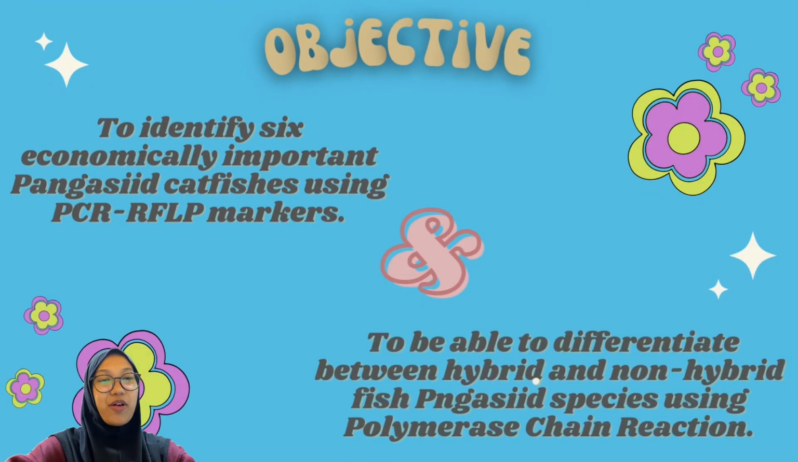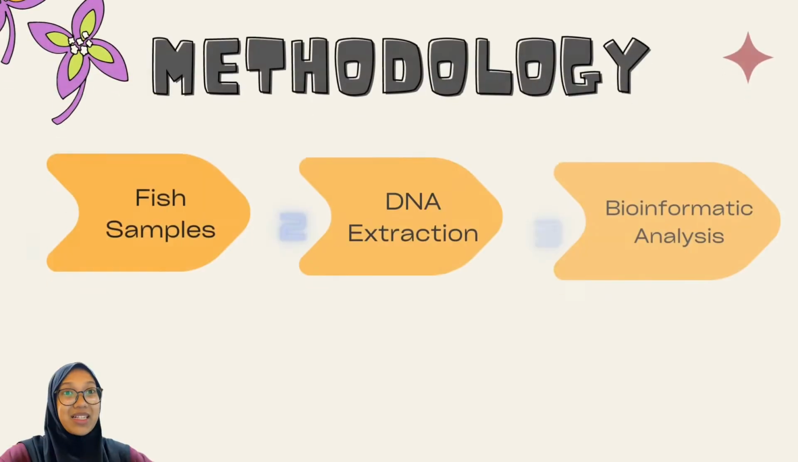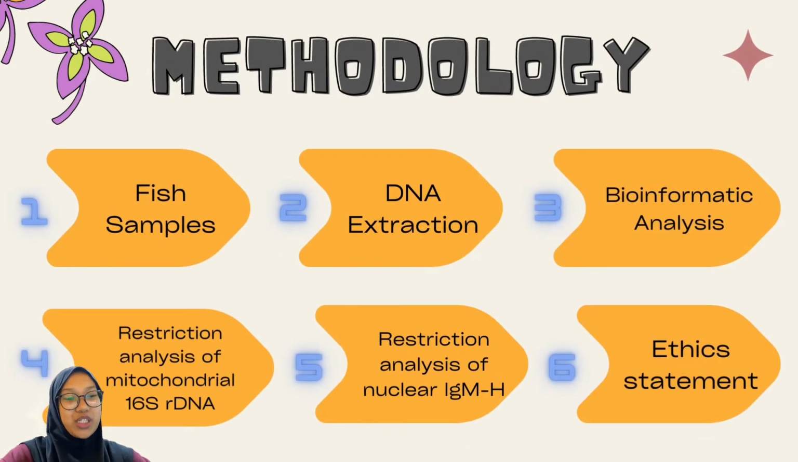The objective of this research study is to be able to differentiate between hybrid and non-hybrid Pangasiid fish species using polymerase chain reaction. And the second objective is to identify 6 economically important Pangasiid catfishes using PCR-RFLP markers. Next, we will move on to the methodology.